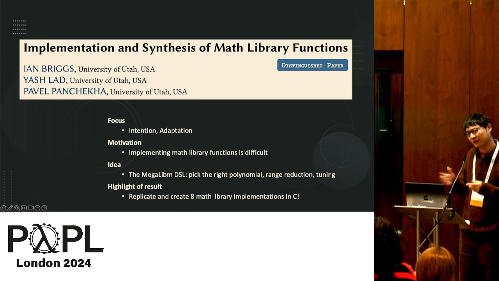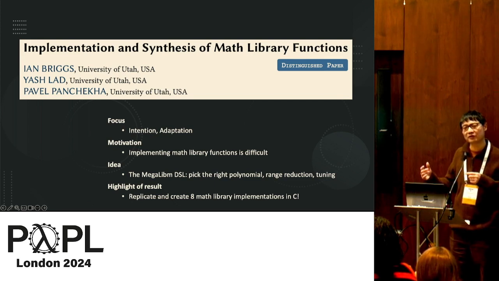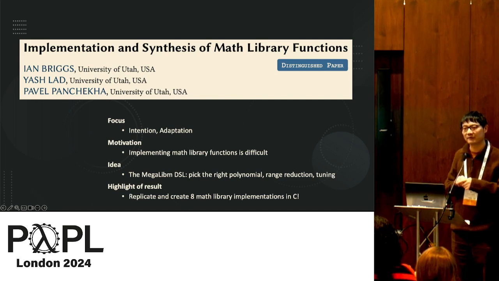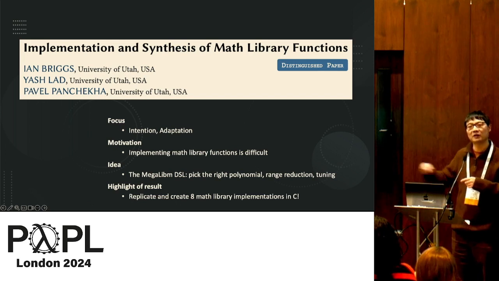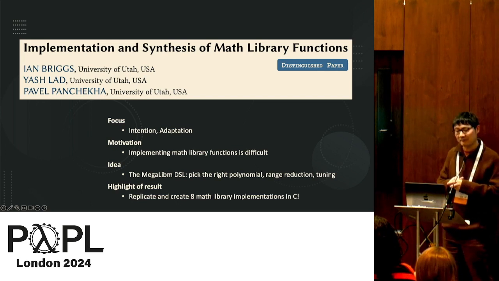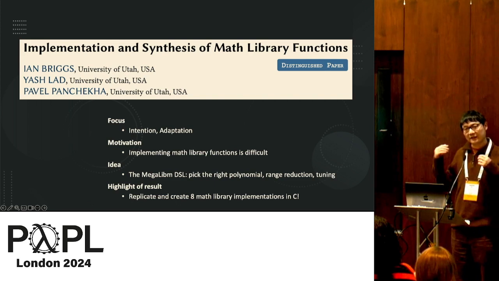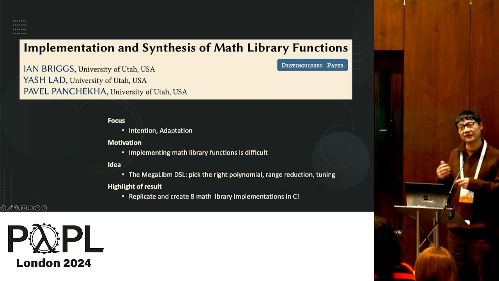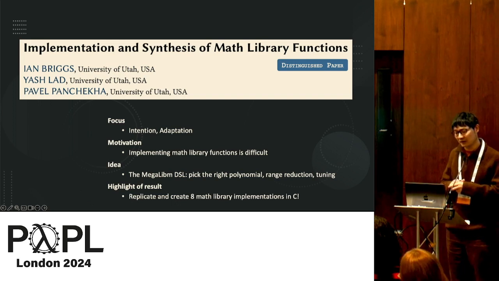What's going to be the floating point number? What's going to be the precision? And there's a compiler to see, so that you can easily get feedback to tune the performance. So this is an interactive way of implementing math library functions. As a result, they can replicate a lot of existing math library functions in C and also create some new library functions. So that's really promising.